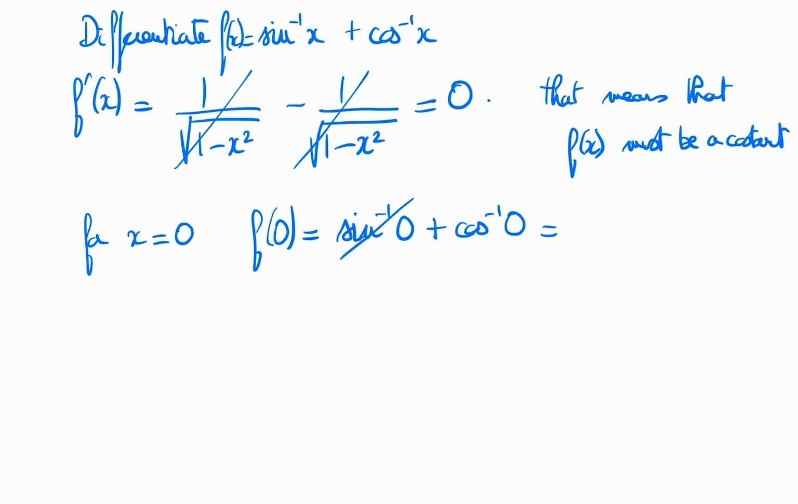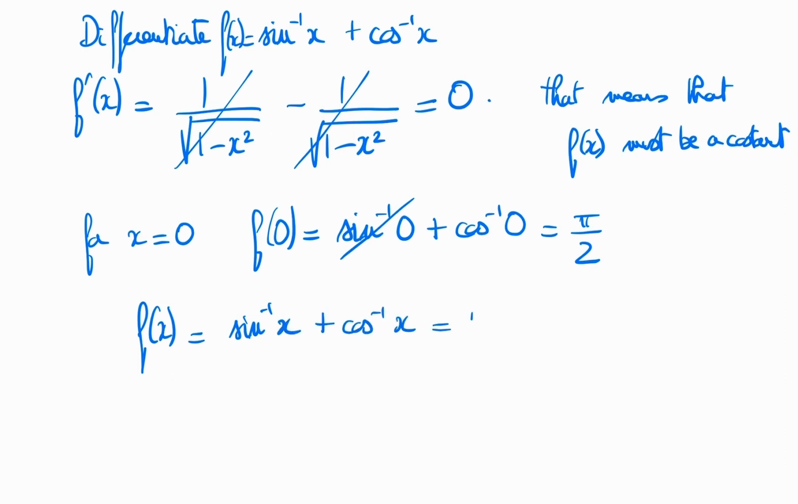Sine minus 1 of 0 is 0. Cosine minus 1 of 0 is equal to pi on 2. And so therefore, f of x, which is sine minus 1 of x plus cosine minus 1 of x, is equal to pi on 2 for all x. And that's it.